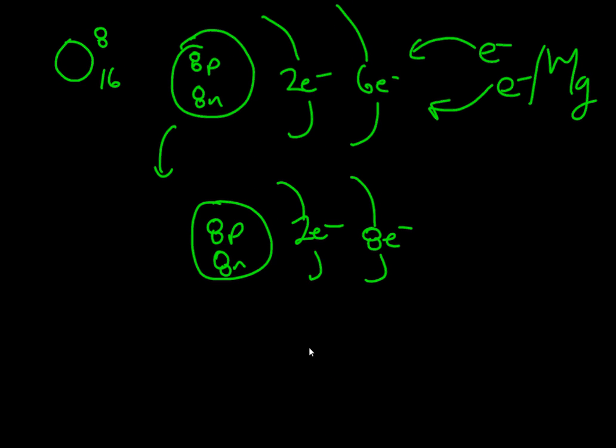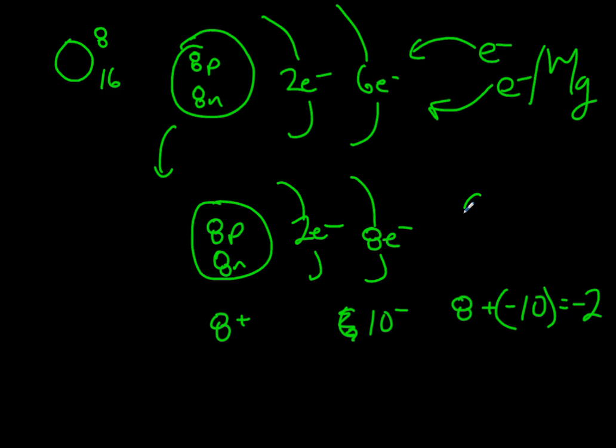And so, if we add them up, we've got 8 pluses, and we've got 10 minuses. Okay, if we sum those, we end up with -2. We have 2 more electrons than we have protons. So what we've created is an oxygen ion. The symbol will just be like this.